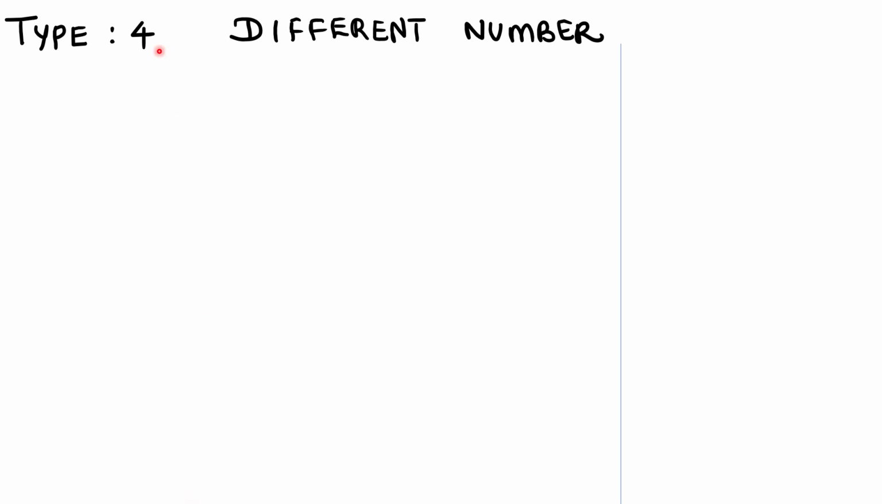Today in this video we are going to see about the cubing of a two digit number, which is type 4. That is about different numbers in the tens place and ones place. If both are different, how can I cube those numbers? We are going to look into that in this video.